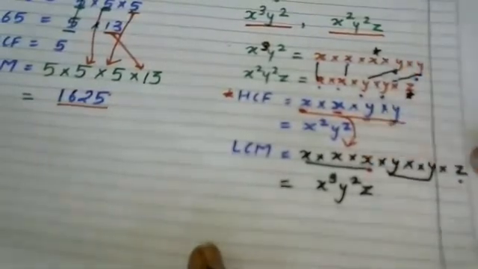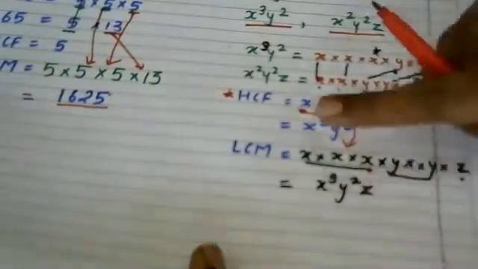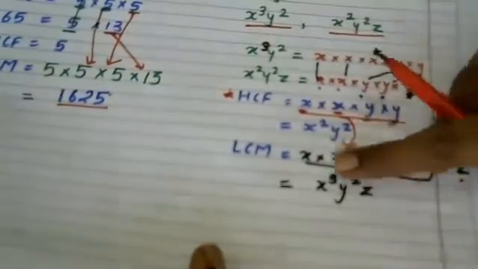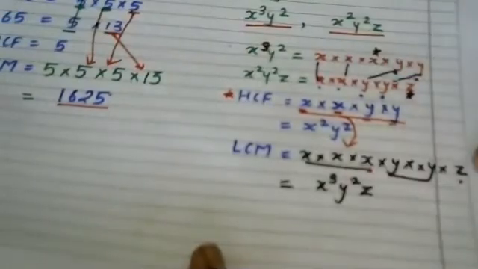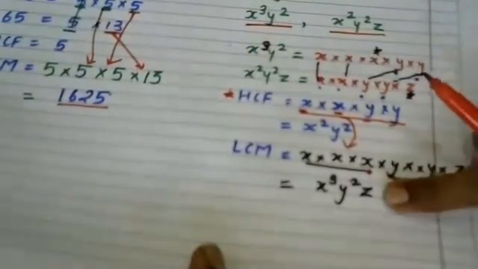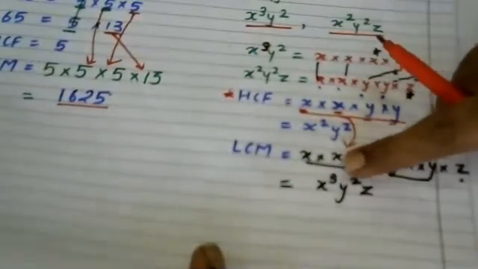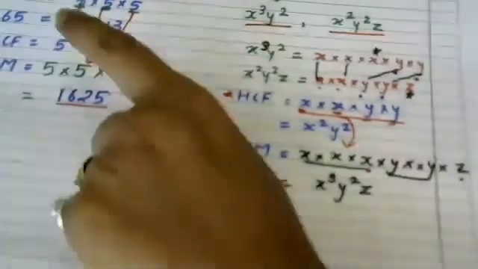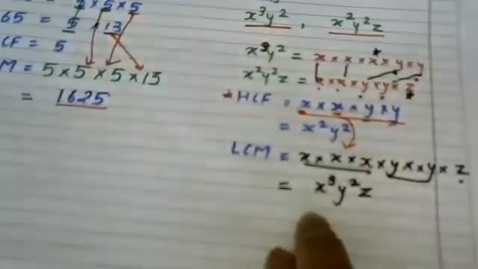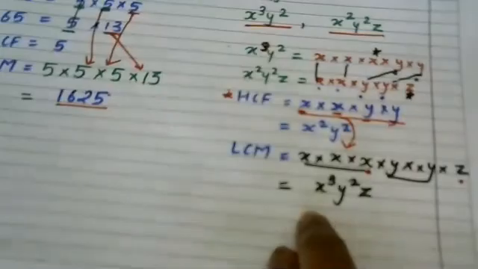So x is also coming, z is also coming, and hence your LCM will become 3 times x, which gives you x cube, 2 times y gives you y square, and 1 time z, so z. So your LCM is x cube, y square and z. This is how we can find the LCM and HCF of numbers, and also of algebraic terms.